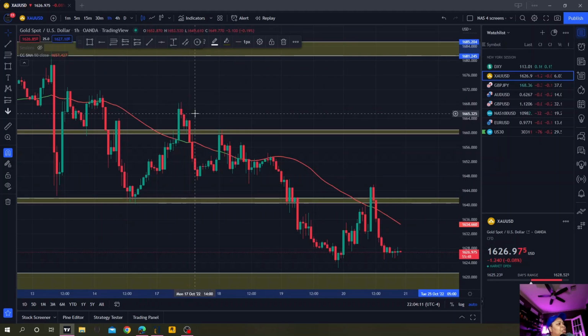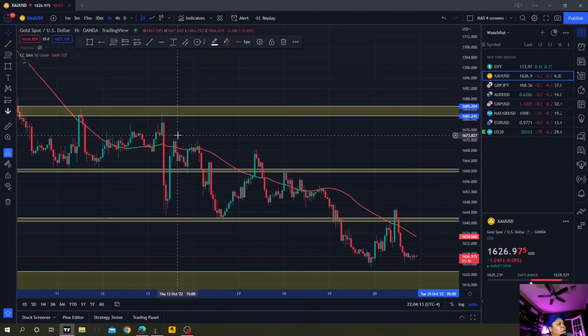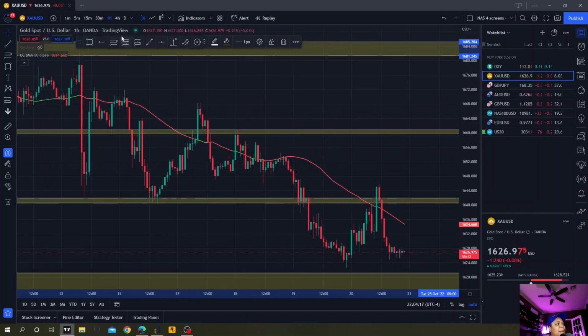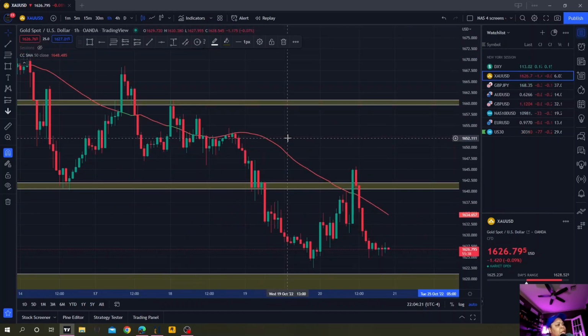I don't want to put too many lines, but I want it drawn to where we know what's going on. So then I'm dropping down to my 1 hour, which is where I'm going to start taking my entries. The candles have no volume right now. The market's closed for gold, so you won't see any volume. It starts moving usually around New York Open.